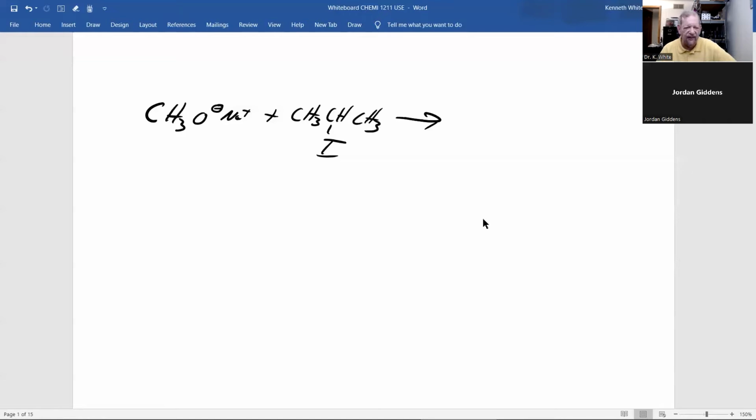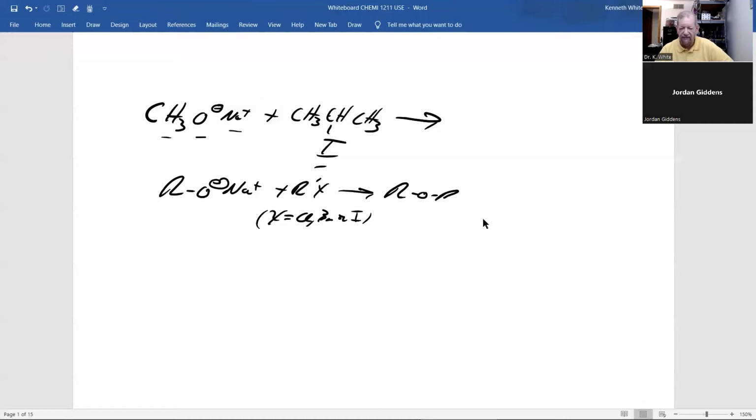What do we have that's different? Oxygen with a minus charge, sodium cation, R group: an alkoxide. What's different here? Carbon with a halogen: an alkyl halide. And X can be chlorine, bromine, or in this case, it is iodine. When you react it, you form an ether plus salt, but I asked for the organic product.